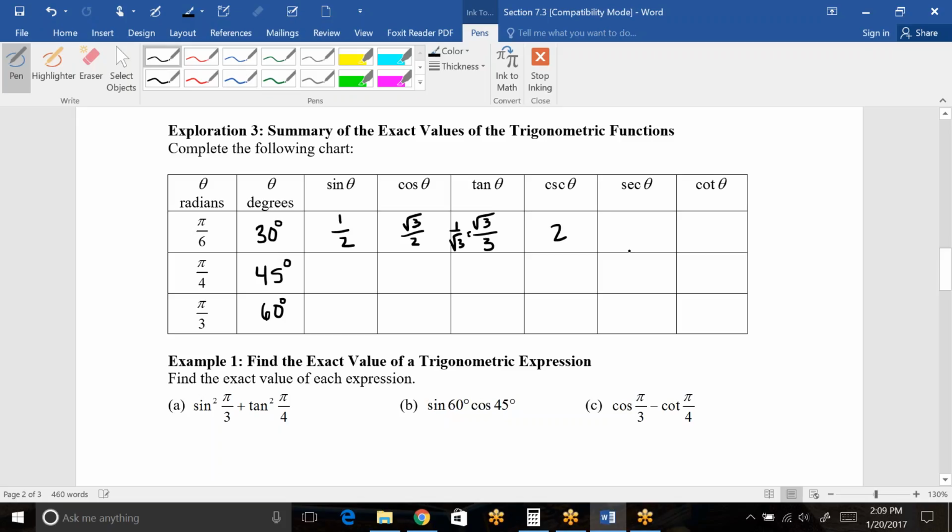Cosecant would then be 2 over 1. Secant would be 2 over the square root of 3, which rationalized would be 2 square root of 3 over 3. And cotangent, we flipped this guy right here, so that'd just be square root of 3.